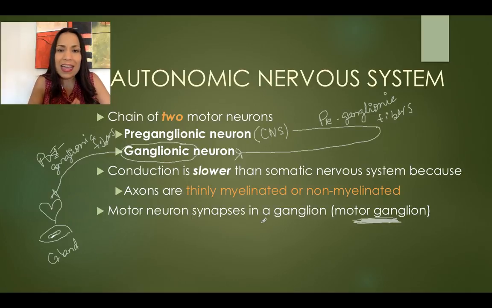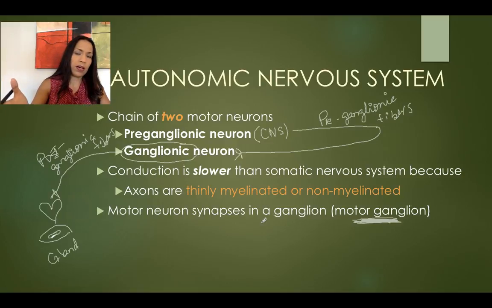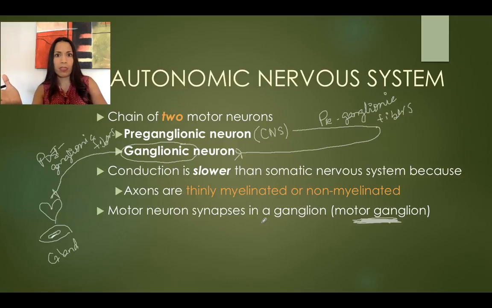Now, in the next video, we are going to just introduce the two divisions of the autonomic nervous system, the parasympathetic and the sympathetic divisions. And that's it. See you later. Alligators.